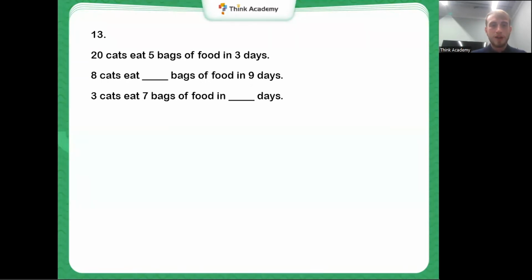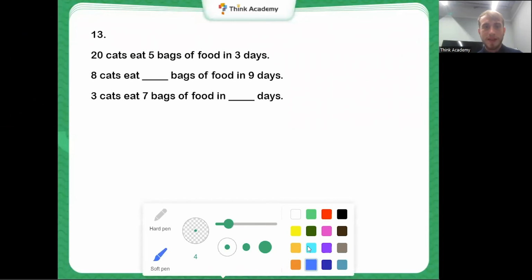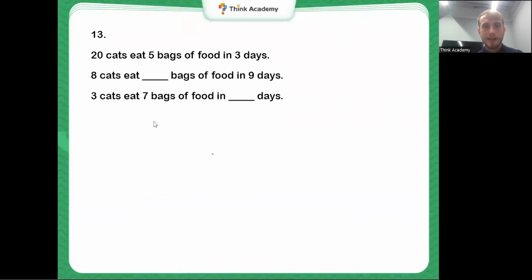Now, this one is a very tricky one. This is one of these word problems where it gives you a scenario, a situation. We've got 20 cats with 5 bags of food in 3 days. And I want to know 8 cats with how many bags of food in 9 days. So starting with what we know, 20 cats eat 5 bags in 3 days.